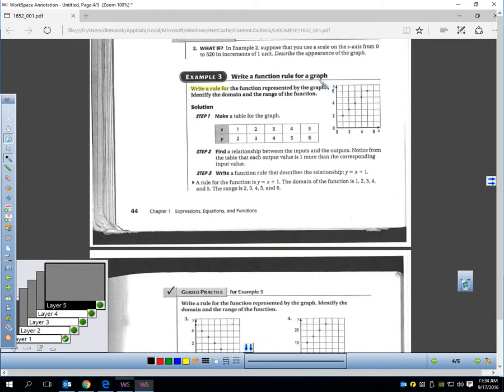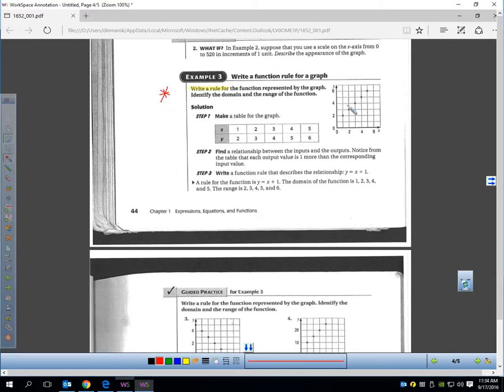Write a rule for a graph. So write a rule for the function represented by the graph. And maybe I should just stop real quick and mention I'm covering this now because these kinds of questions will be in the assignment today. Write a rule for the function represented by the graph. Identify the domain and range. So you notice they gave you a graph, they want you to write a rule.